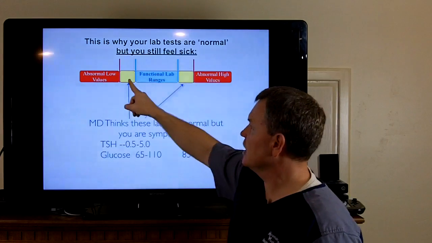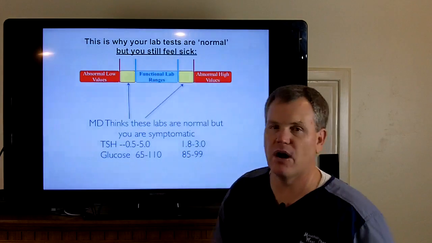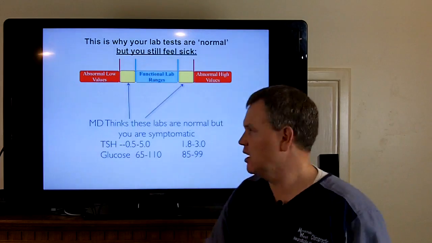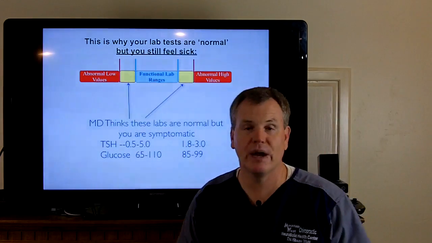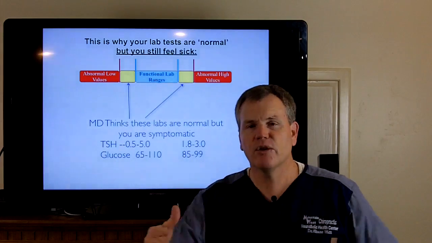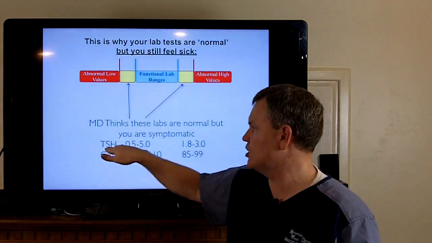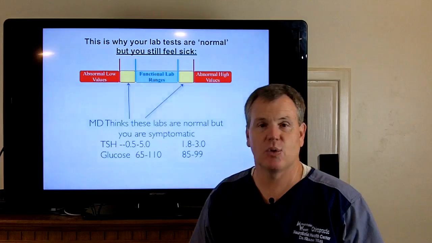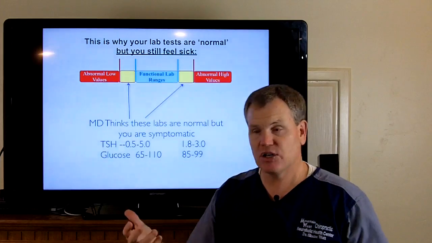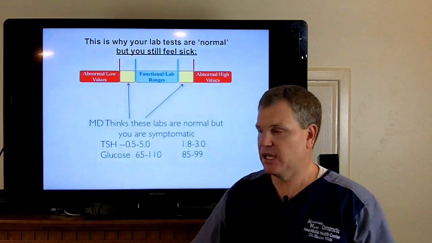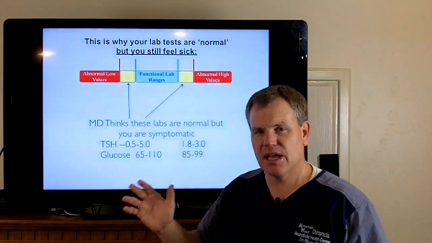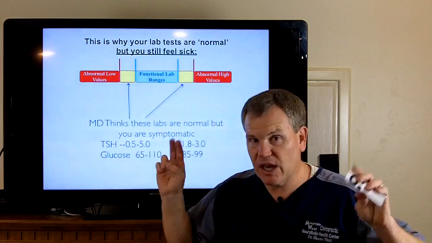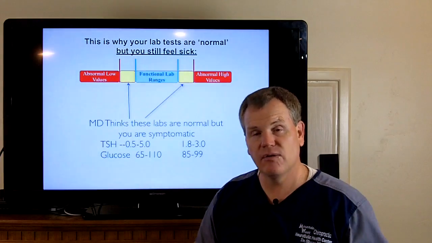The problem is when you're in this area, the medical model says, hey, that's within normal limits. As an example, TSH, we like to see between 1.8 and 3.0. So if you're 4.85, and according to that lab, that TSH score is good, your doctor has nothing to go on because it's within normal limits. Does that make sense? That's why there's so many people that are within normal limits that still don't feel good.